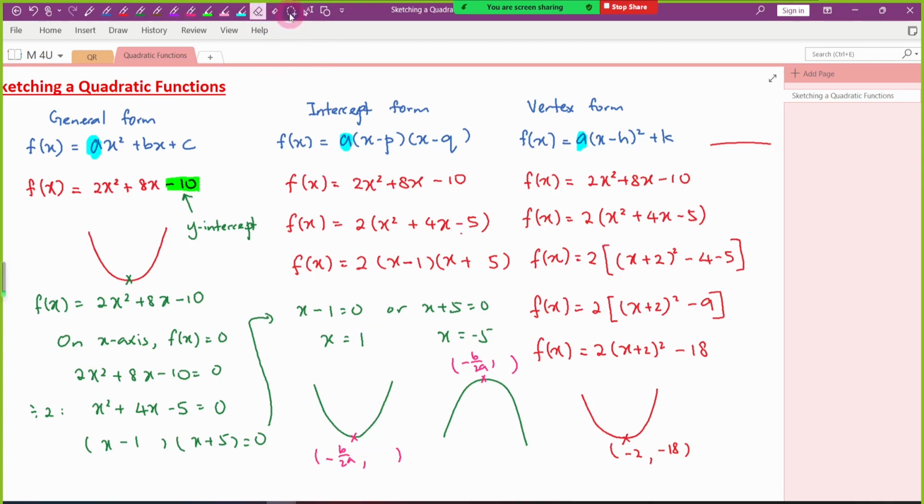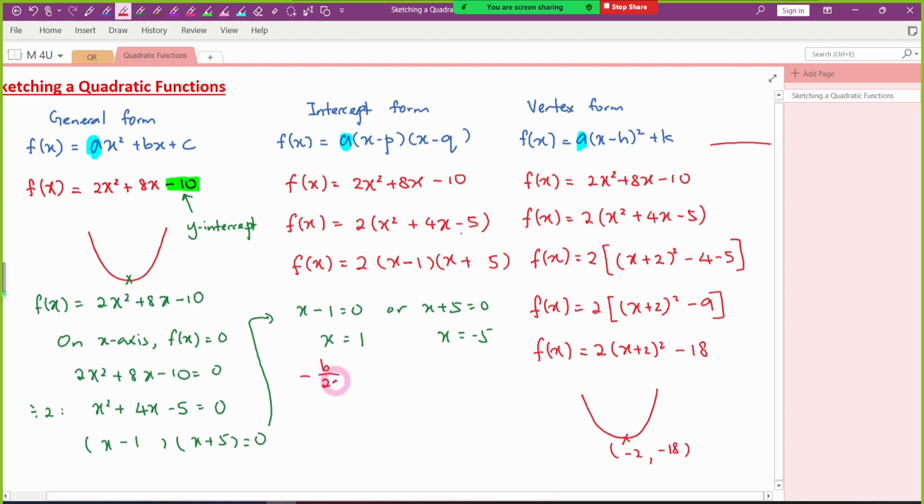Okay, let me show you here. Negative b over 2a is equal to negative b. b is positive 8, so positive 8, you don't have to write positive. If this is minus 8, you have to write negative 8. So this is 8 divided by 2a. a is equal to 2. This is a, this is b, this is c. 2a. So negative 8 divided by 4 will be equal to negative 2.